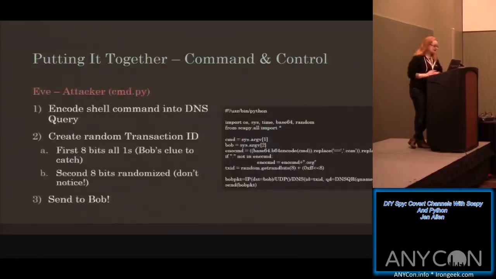So we have Eve the attacker, and if you want to grab command.py, that's on the GitHub. First of all, we're going to encode the shell command into a DNS query. To use Scapy, it's very simple. From scapy.all import star, and the command and IP address of Bob are going to be taken from the command line. As I warned you, it's very raw, dirty Python. The next line here, enc command, is going to do some really basic encoding so that it's not really obvious that we're sending, you know, cat /etc/shadow across the network in a DNS command.